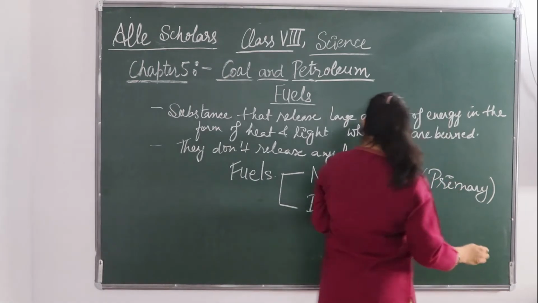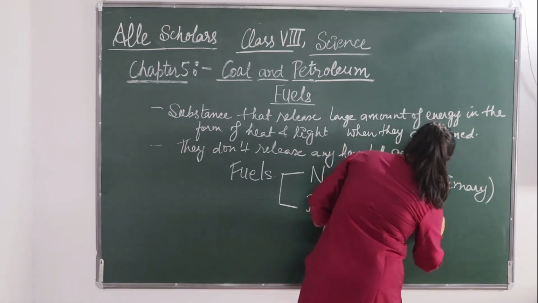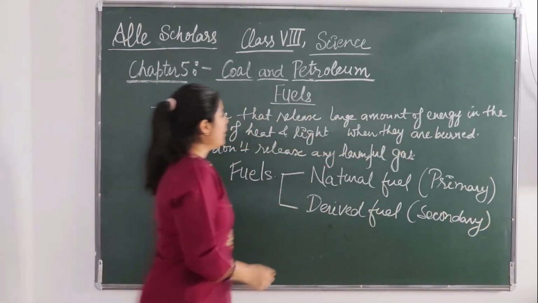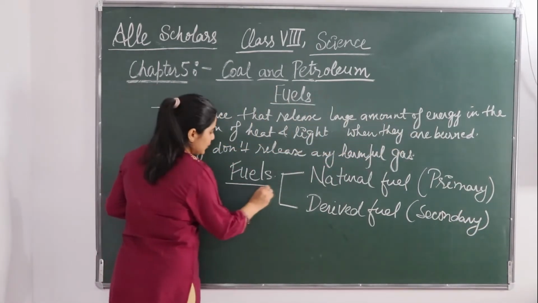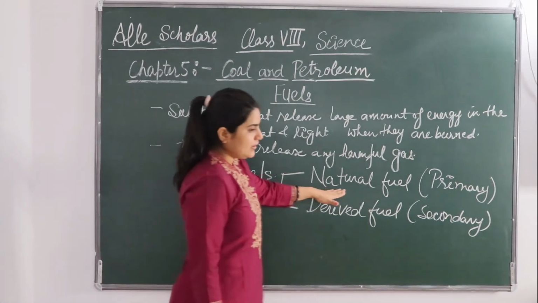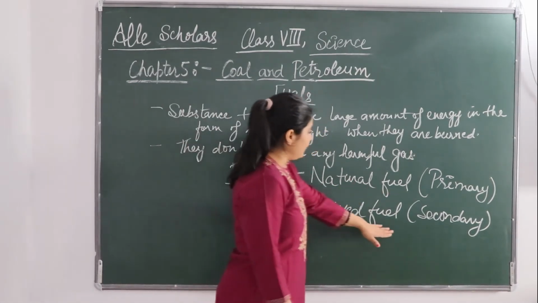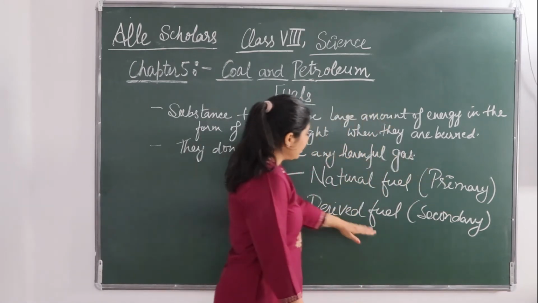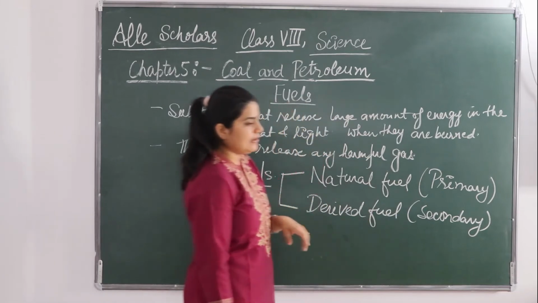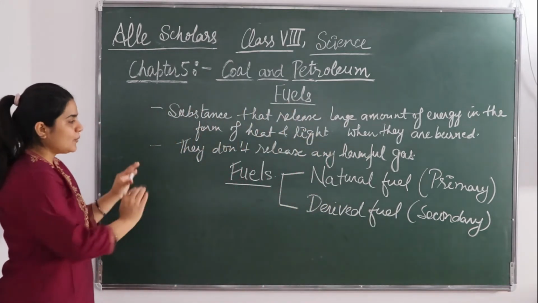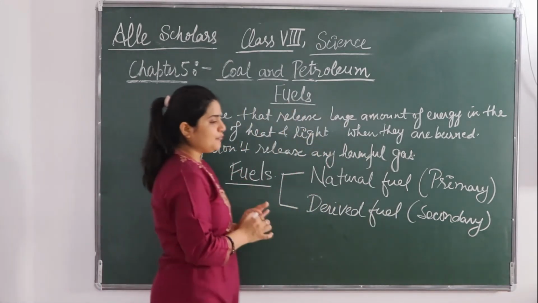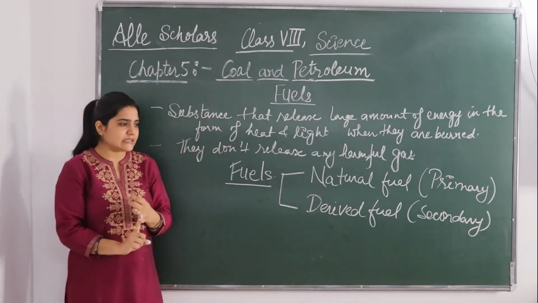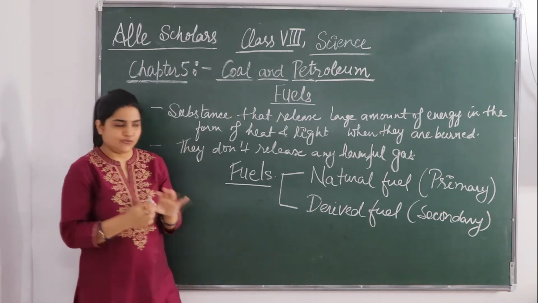Okay, and this derived fuel is called secondary fuel. So fuel can be classified in two types: natural fuel and derived fuel. Natural fuel is also called primary fuel. Derived fuel is called secondary fuel. So what is this natural fuel and derived fuel? If the fuel is present in its natural state, it is called natural fuel.